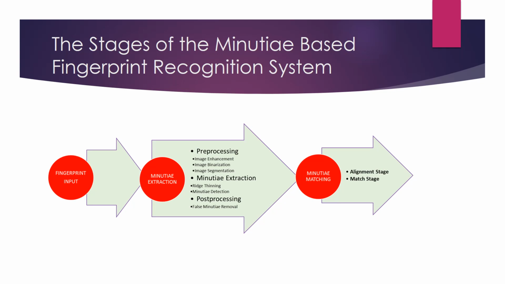So this diagram shows the stages of the minutiae-based fingerprint recognition system. The fingerprint recognition system can be used either independently or as a part of a larger system, and this entire fingerprint recognition system can be broadly categorized into three stages: the fingerprint input stage or acquisition stage, the minutiae extraction stage, and the minutiae matching stage.